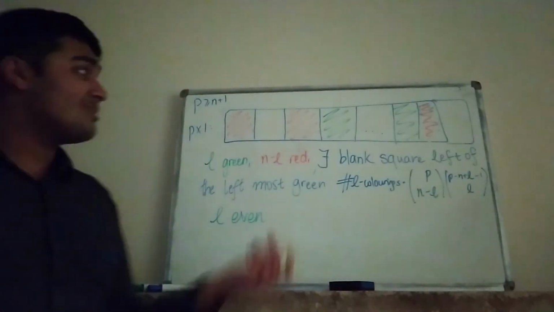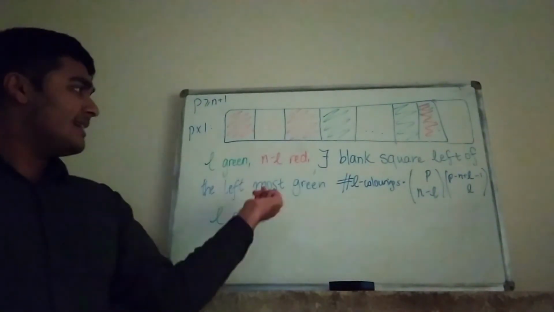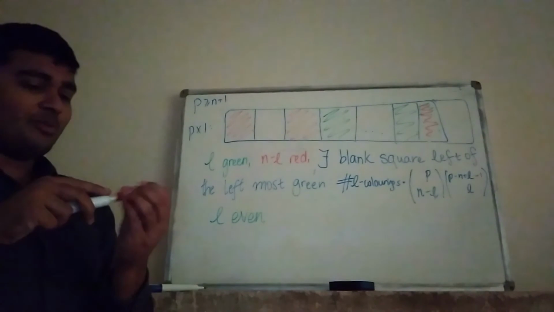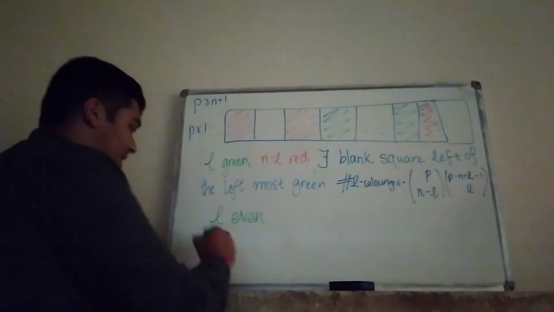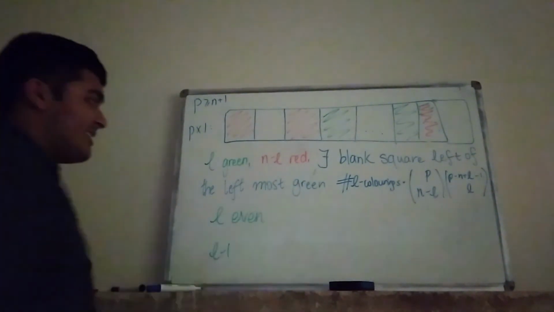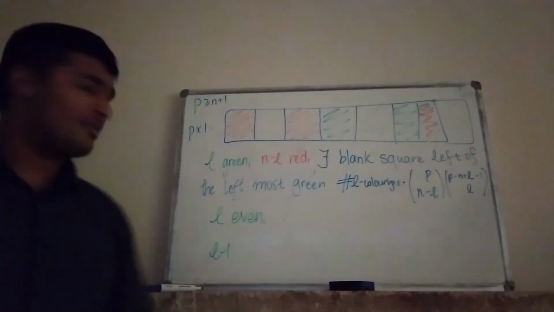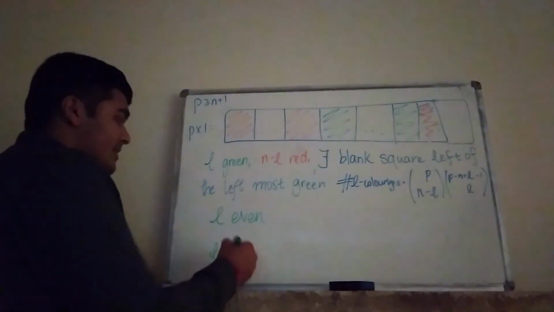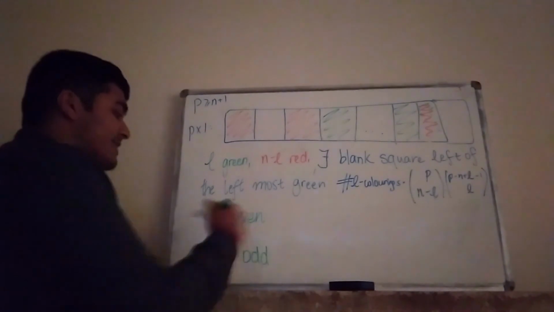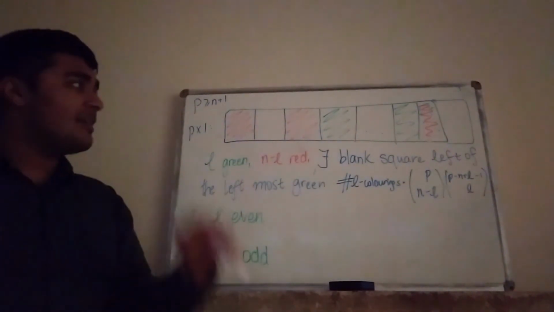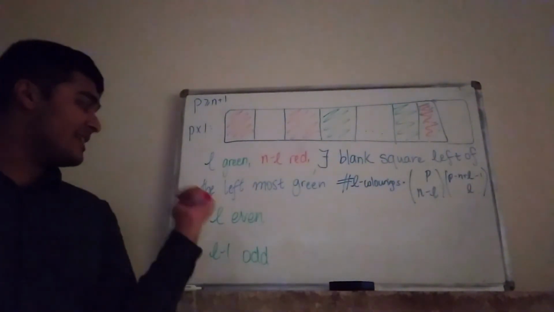Now notice that this is also a valid colouring. It meets these conditions here, except now we've got L minus 1 green squares. So this is going to correspond to an L minus 1 colouring. In particular, L minus 1 is odd. We don't really care about the number of red squares, we just care about the number of green squares.